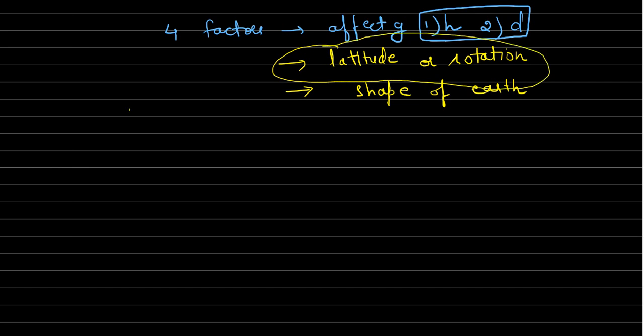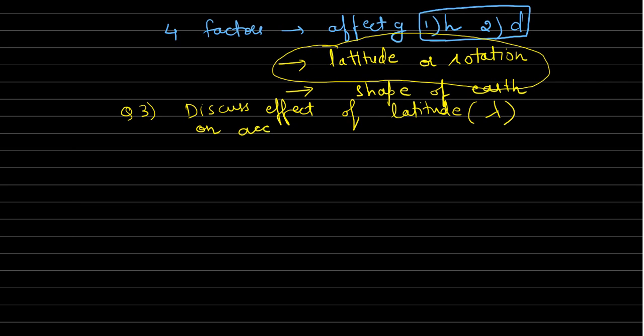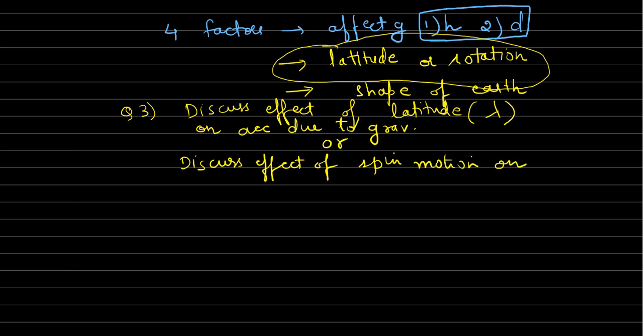So we are taking this factor in turn now, latitude or rotation. So write question number 3: discuss the effect of latitude, for which we are given the symbol lambda, on acceleration due to gravity. Or this question may be: discuss the effect of spin motion on acceleration due to gravity. So dear friends, obviously this is the spin motion of Earth.